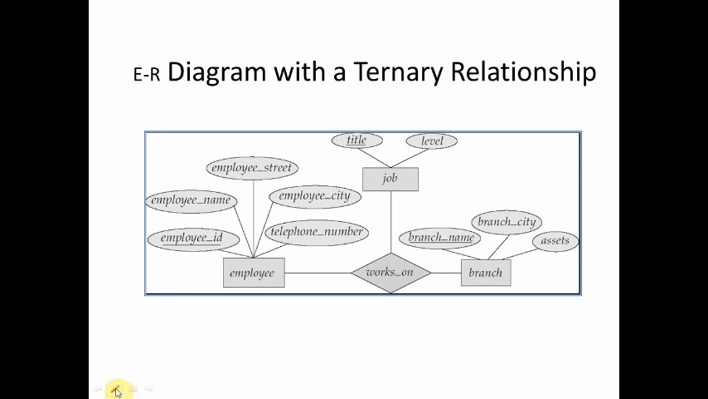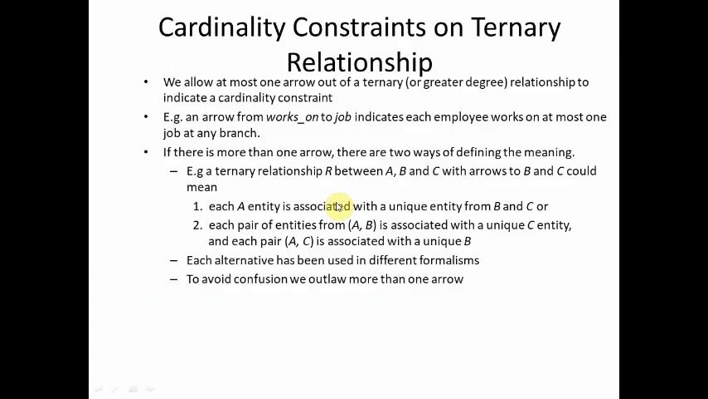It's a ternary relationship, where we say it's a relationship between more than two. Now we have included a job here, and it has come about as a result of this relationship set works on. So we have an employee and then we have branch, but this employee has a job in other branches. Remember that explanation we gave earlier. So that's basically what it's all about.